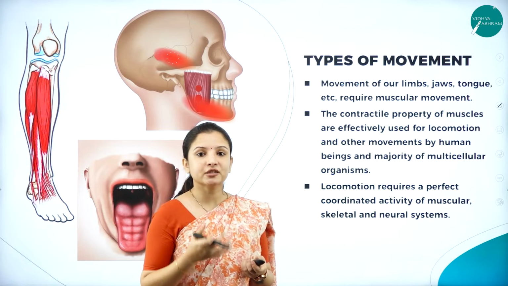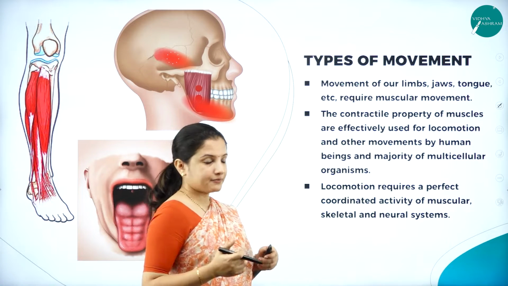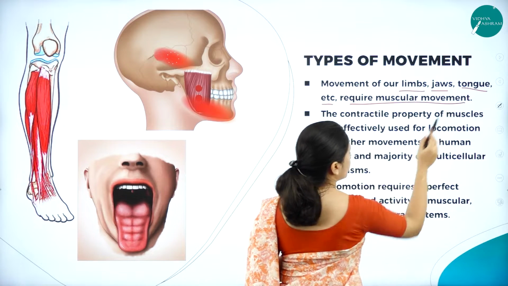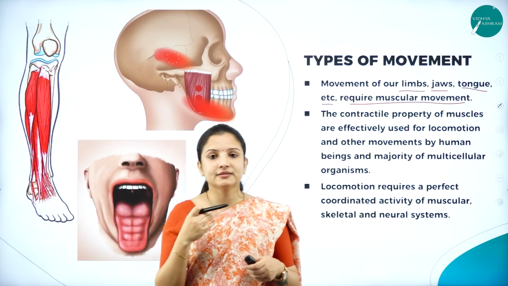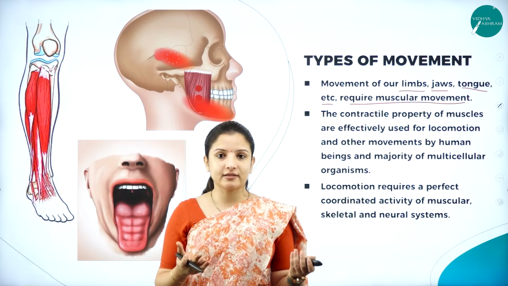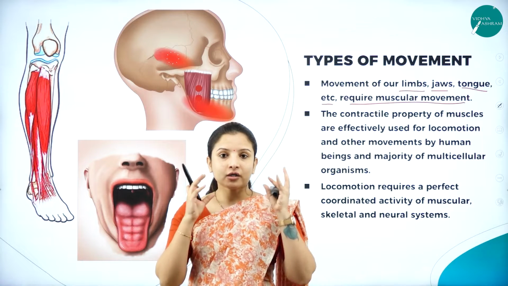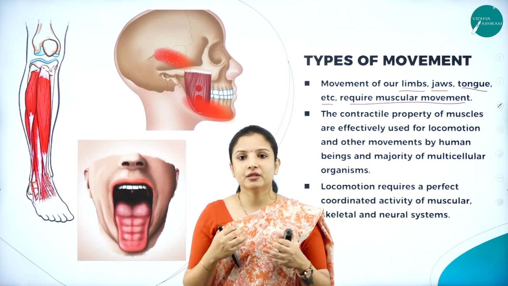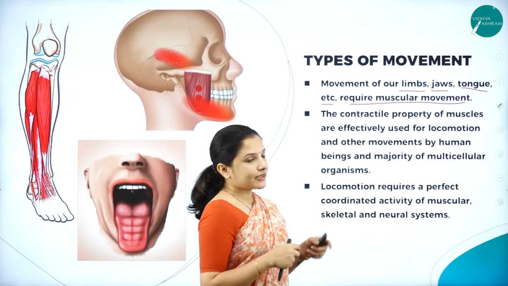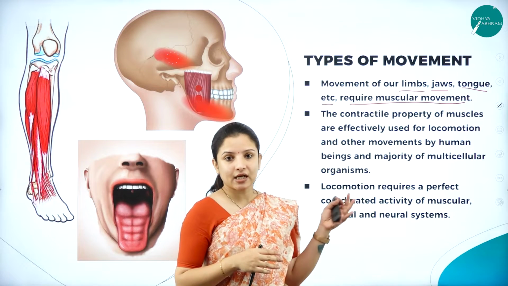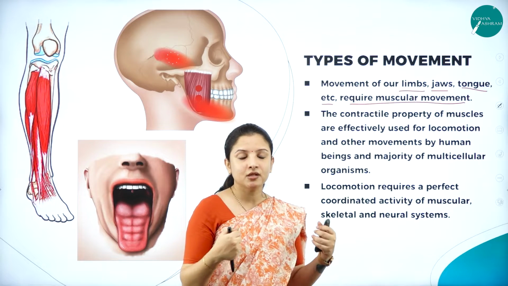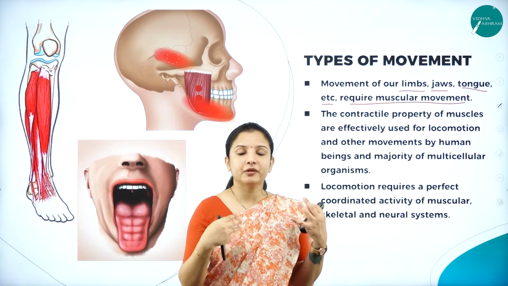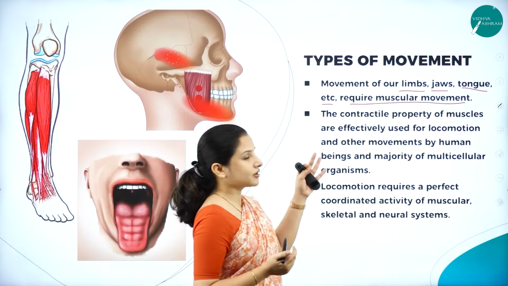Next, talking about the muscular movement. The movement of our limbs, jaws, tongue, etc. require muscular movement. I am talking. Imagine if there was no muscle in my tongue, I would not have been able to talk like this, right? And while talking, my jaws are also moving, my limbs are moving, I'm making actions. All these are nothing but the muscular movement. All this we shall study in the coming sessions in detail, how exactly the muscle contraction occurs, and how the sliding movement of the muscles helps in movement and locomotion.